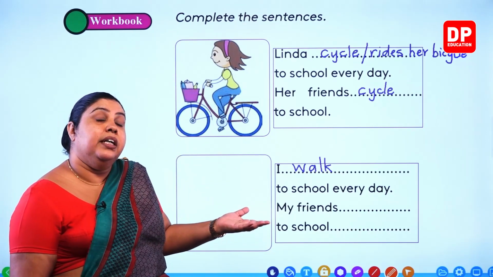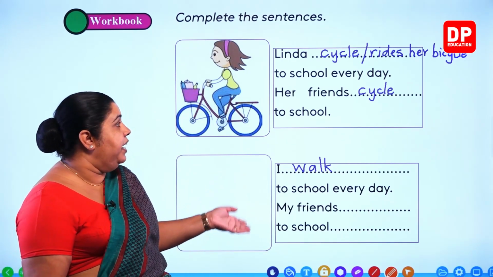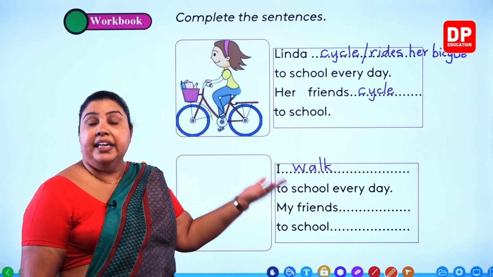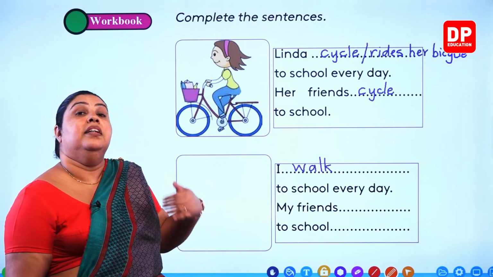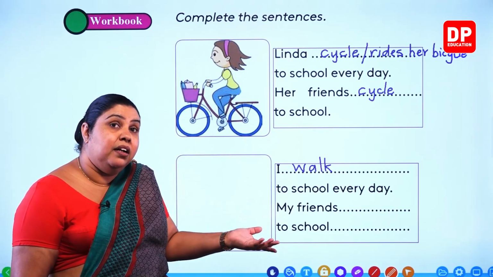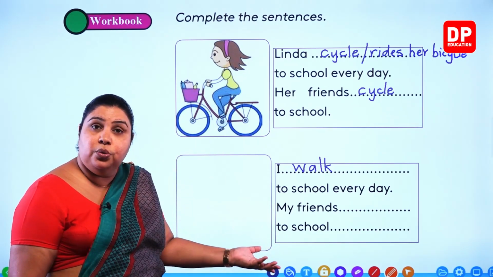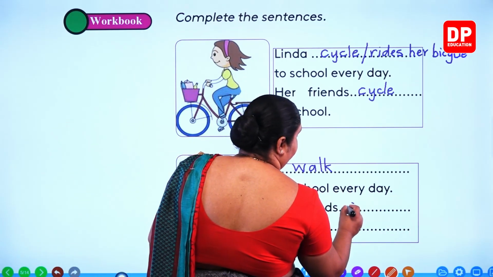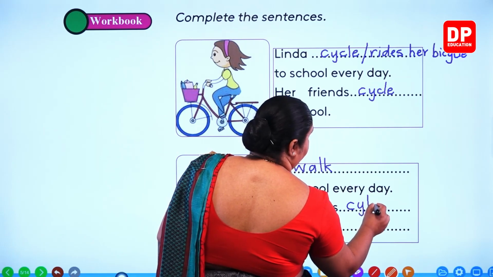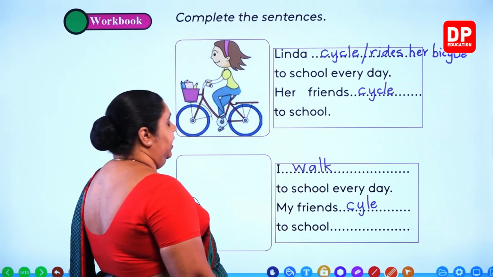If they are coming in bicycles, you can say my friends cycle to school every day. My friends, let's say if they are coming in a car, they travel by car to school every day. So let's say, because we are talking about cycling, my friends cycle to school every day.